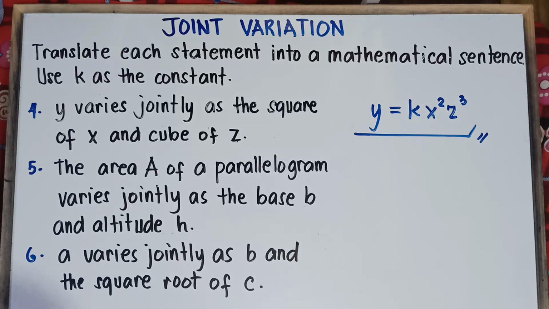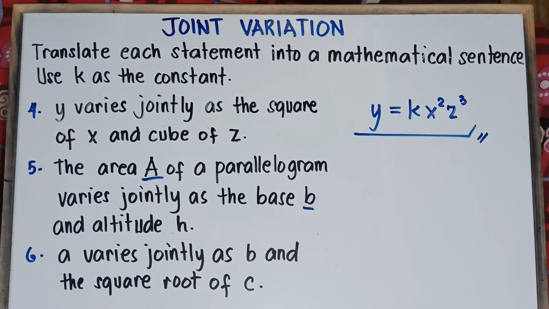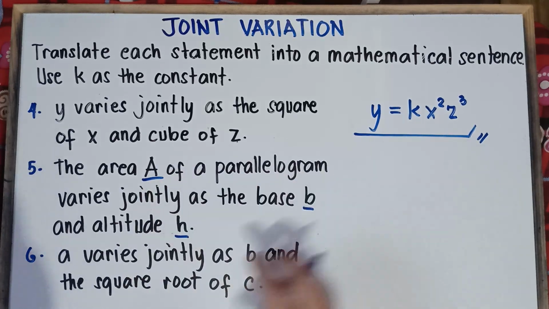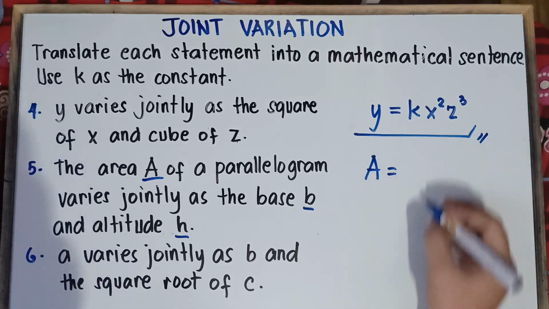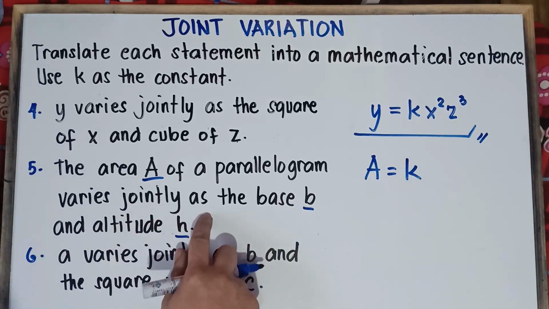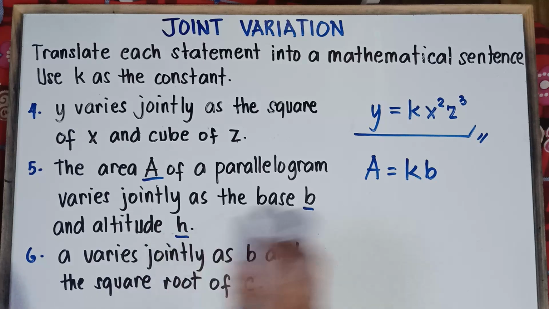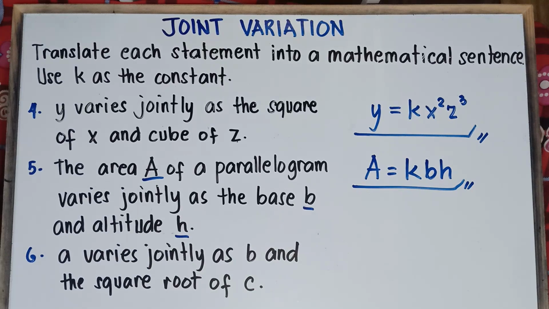Alright, so let's have example number 5. The area, denoted by capital A, of a parallelogram varies jointly as the base, denoted by small b, and the altitude, denoted by letter H. To write this one, copy A, capital A for the area. Once again, if it's capital A, you write capital A. So capital A equals, do not forget K, varies jointly as the base, that would be B, and then altitude, that would be H. That's it, class. That's the answer for number 5. Easy, right?